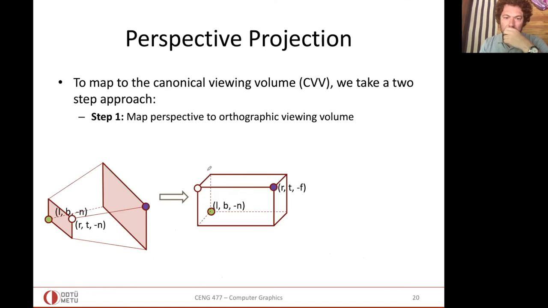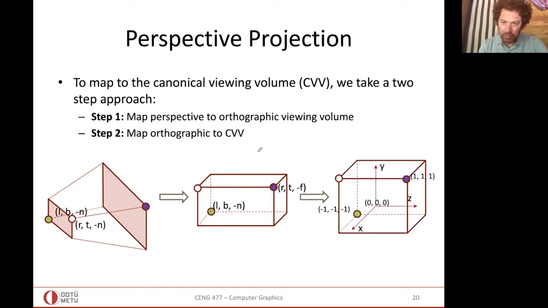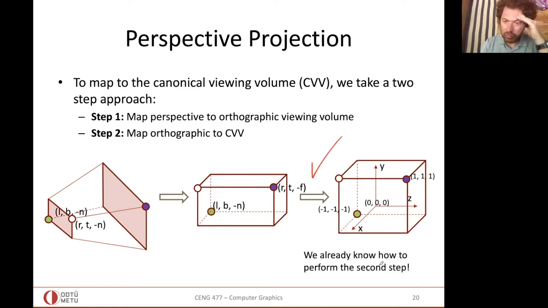So then in the perspective case, the outline is the following. This weird viewing volume, I will again deform it, like apply more pressure to the back and less pressure to the front, like playing with Play-Doh, and then it will come to this new viewing volume, which has this rectangular prism shape. And then from here, I will go to the canonical viewing volume, which I already know how to do, okay? So we already know how to do this step.